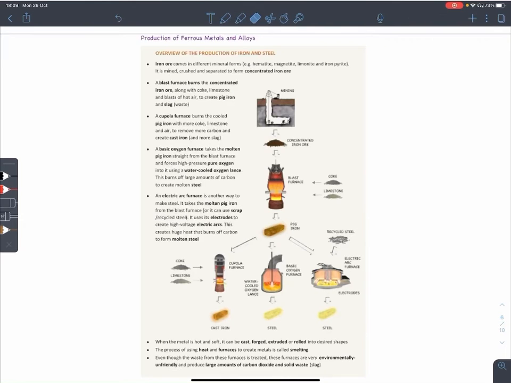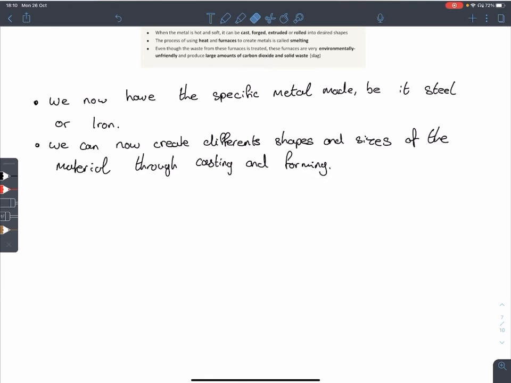Okay, so you can pause the video here to look at the notes I have up on the screen that run through each of the furnaces in detail again. So we're running the overview of production of iron and steel. The ore is mined out, crushed and separated to form the concentrated iron ore. We go through the blast furnace, the cupola furnace, basic oxygen furnace, and the electric arc furnace. So we now have the specific metal made, be it steel or iron. We can now create different shapes and sizes of this material through casting and forming.